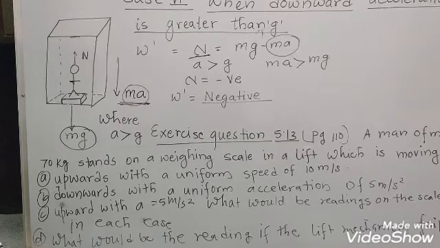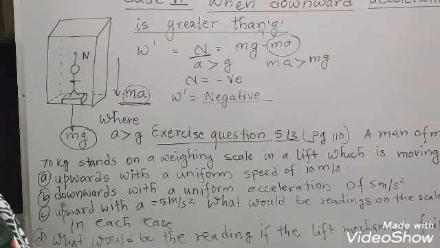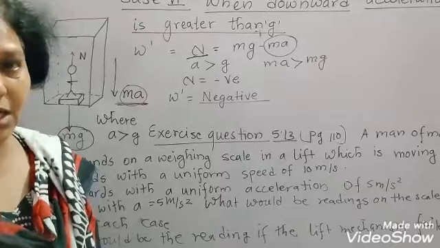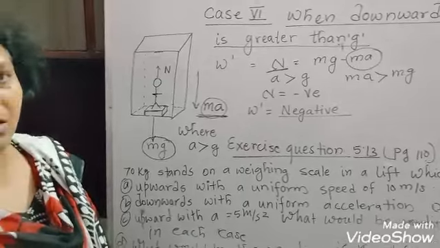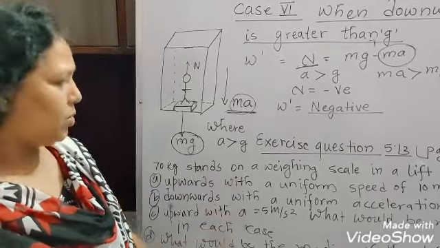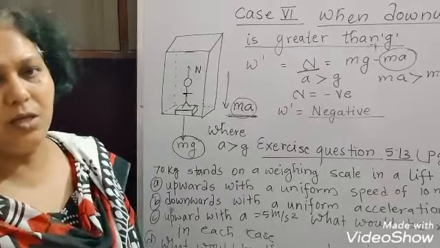And the fourth also you have to calculate. Here it is asked, what would be the reading if the lift mechanism failed and the lift is falling freely under gravity? So this question you have to solve and send me the answer.